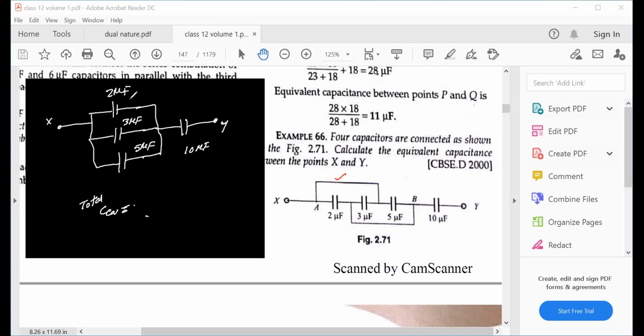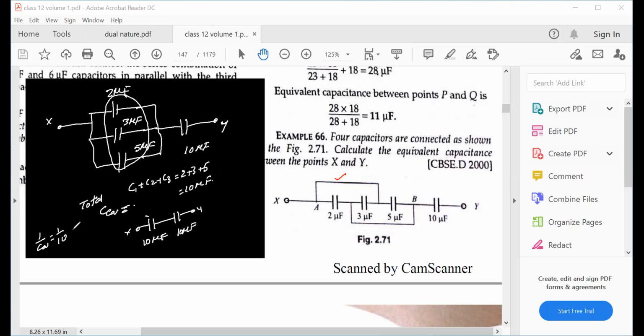Okay, I'll do it. Please check. Here, all three are in parallel connection. For parallel connection, what is the formula? It is C1 plus C2 plus C3, which is 2 plus 3 plus 5, equal to 10 microfarad. This 10 microfarad and the other 10 microfarad are both in series connection. For series connection, 1 by C equivalent is 1 by 10 plus 1 by 10, which is 2 by 10, so it is 1 by 5. When you reverse it, C equivalent is equal to 5 microfarad. So this is your answer. Please take it.